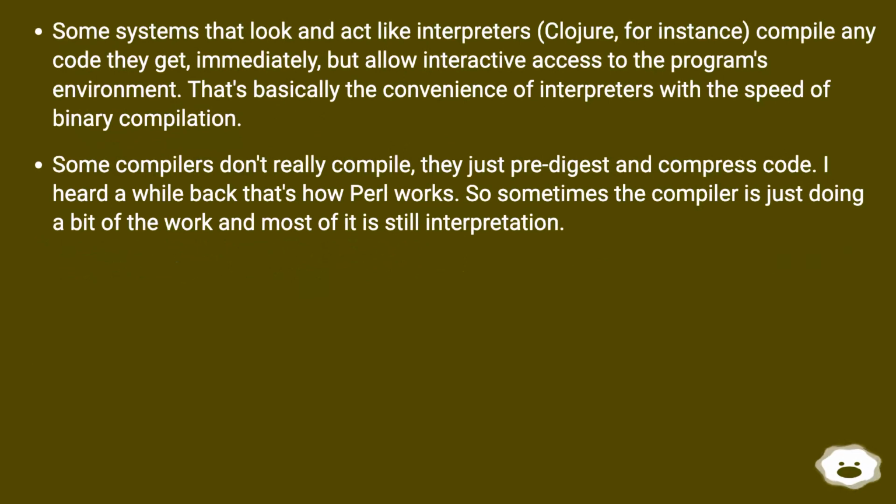Some systems that look and act like interpreters, Clojure, for instance, compile any code they get, immediately, but allow interactive access to the program's environment. That's basically the convenience of interpreters with the speed of binary compilation. Some compilers don't really compile, they just predigest and compress code. I heard a while back that's how Perl works. So sometimes the compiler is just doing a bit of the work and most of it is still interpretation.